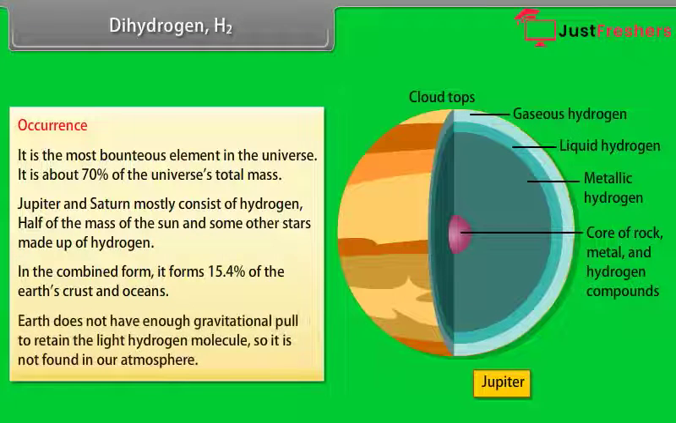Earth does not have enough gravitational pull to retain the light hydrogen molecule, so it is not found in our atmosphere.